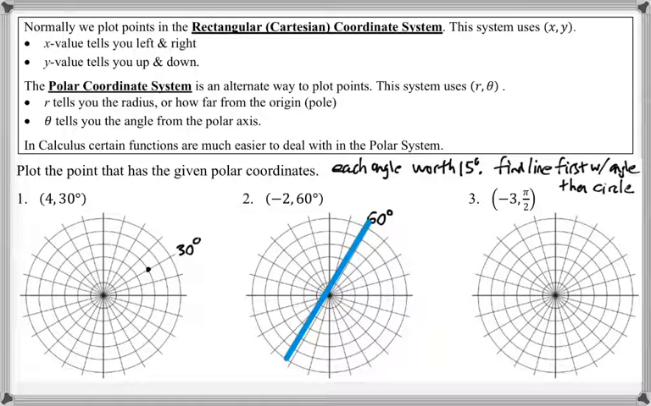So I know that that is my line. And if you don't use a ruler, it can be kind of tricky sometimes to see it. And I want to go 2 circles, starting at the origin, I want to go 2 circles away from that. So it's going to be right here. But it's still on that same line.